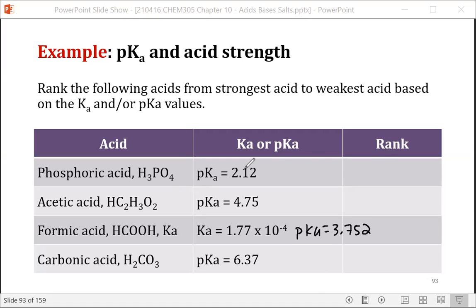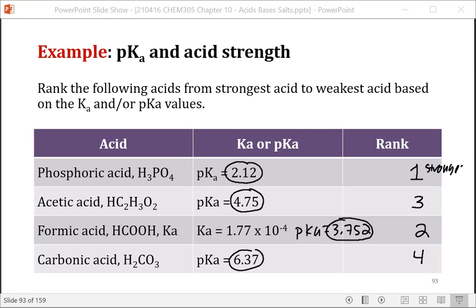So now that we know the pKa's for each one, we can rank them completely in order, with number 1 being the strongest acid. Our strongest acid has the lowest pKa, so that's phosphoric acid, which gets ranking number 1 for strongest. Our second strongest one has the next lowest pKa, which would be formic acid, so that's number 2. Then acetic acid has a pKa of 4.75, so that's number 3. And then carbonic acid has a pKa of 6.37, so that would be number 4. So this is strongest, and this is weakest.